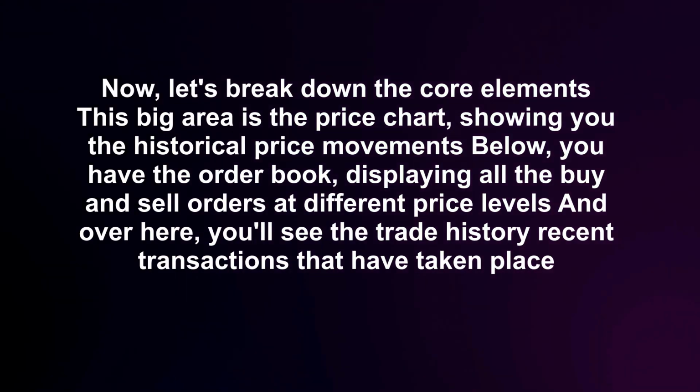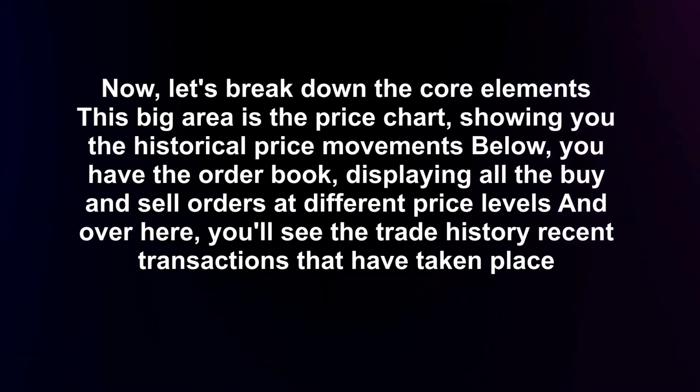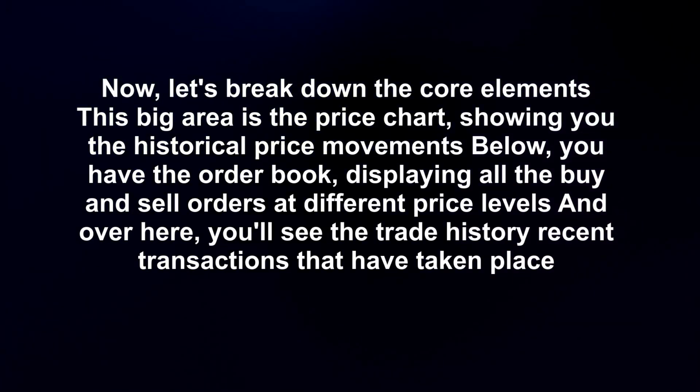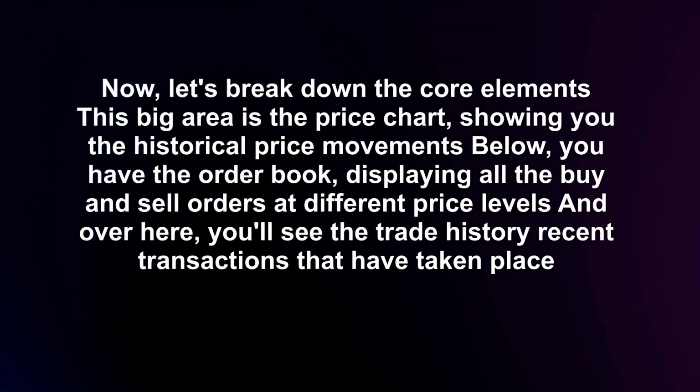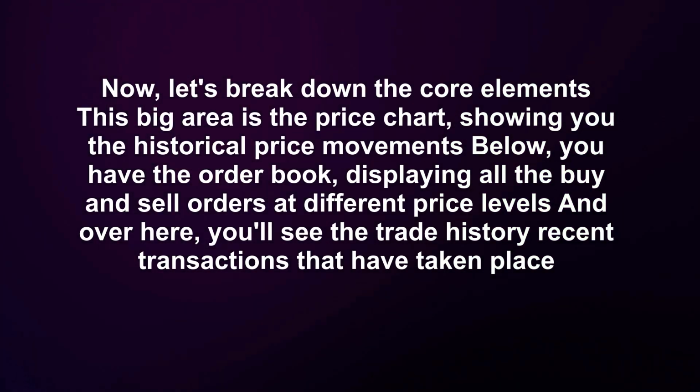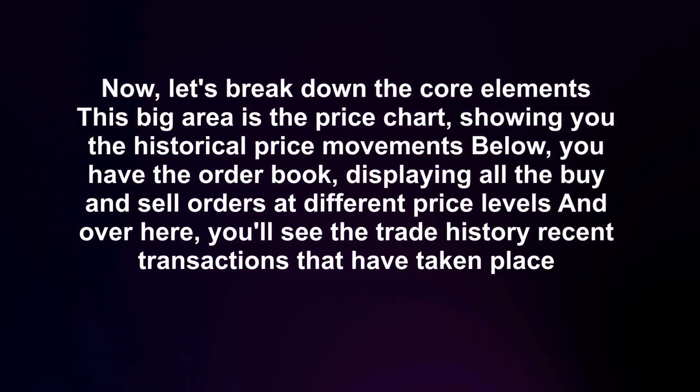Now, let's break down the core elements. This big area is the price chart, showing you the historical price movements. Below, you have the order book, displaying all the buy and sell orders at different price levels, and over here, you'll see the trade history, recent transactions that have taken place.